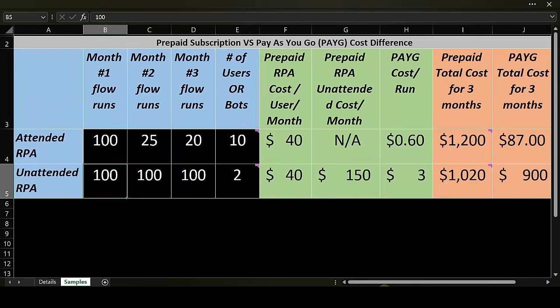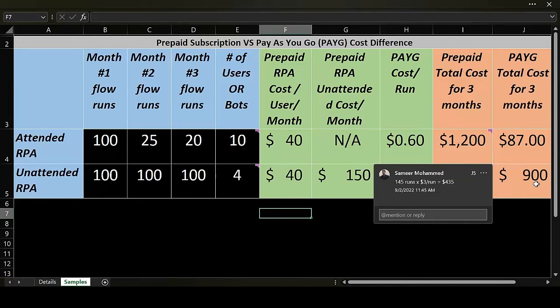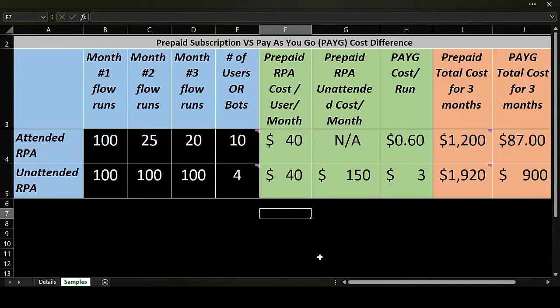And if I have bots over here, so 2 bots, if I bump it up to 4 bots, for the same price, the 4 bots is coming up to $1,920, whereas the same thing I can still get it for $900. Okay, so let's go to attended RPA now and take a look at attended RPA.